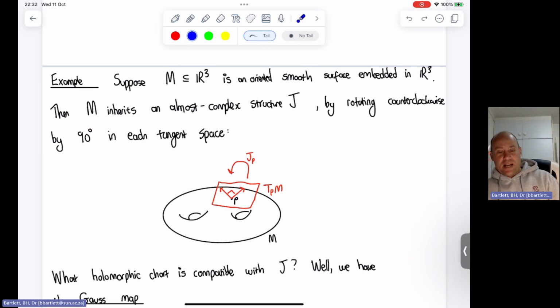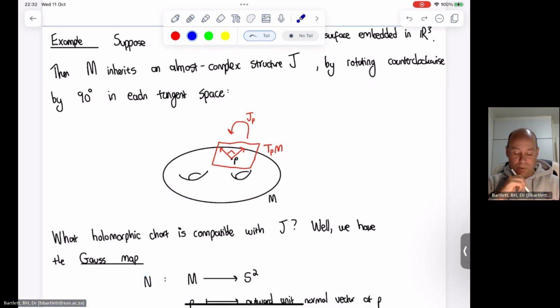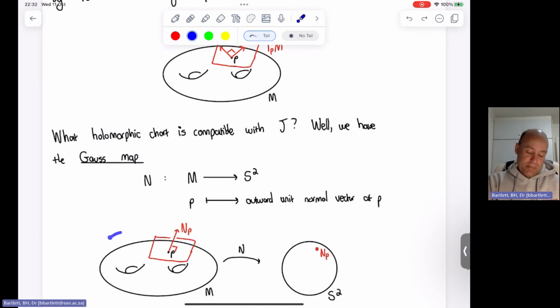For example, we have what's called the Gauss map. Whenever you've got this embedded surface in R3, you're going to have a map from that surface to the two-sphere. Why? Because every point P, I can just send it to the outward unit normal vector at P. So here's my M embedded in R3. Since it's an oriented surface, at each point you've got the outward pointing unit normal vector. That vector is a point inside the two-sphere, because it's a vector of norm 1. So at every point in M, I have an associated point in the two-sphere. So I've got this smooth map from M into S2. That's called the Gauss map.